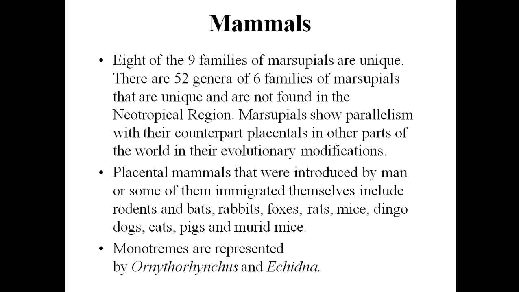Then coming to the fauna, mammals. Actually there are 9 families of marsupials, the pouched mammals like kangaroos and others, out of which 8 are unique. And there are 52 genera and 6 families of marsupials found here, and those marsupials are not found in the neotropical region. In the neotropical region also we have seen some marsupials, but the marsupial richness is very high in the Australian region.